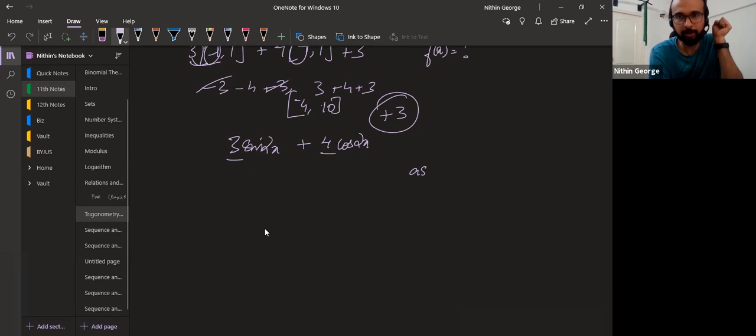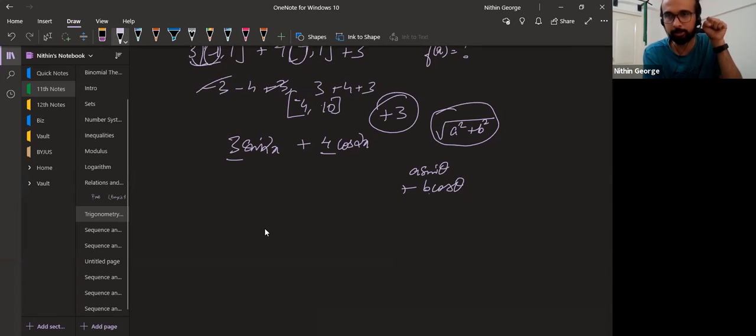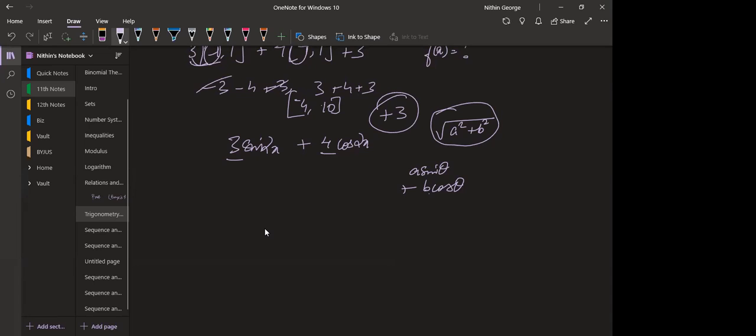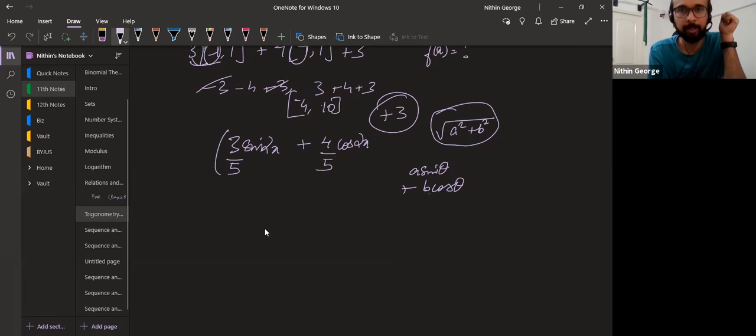So I told you, right? If you have a sine theta plus b cos theta, what do you do first? You try to make a triangle out of it. Basically, you take a and b, add their squares up, and take the root of it. You multiply and divide by that. In this case, what's root of 3 square plus 4 square? 5. Okay, so you divide and multiply by 5.